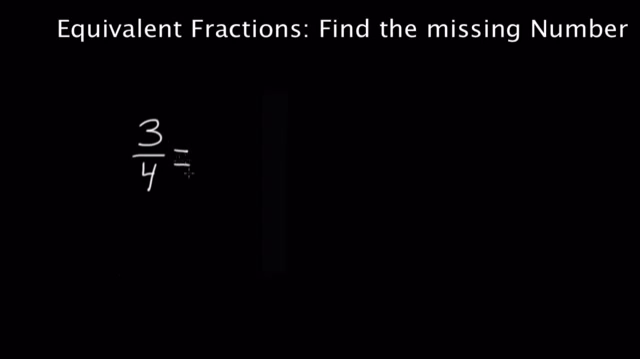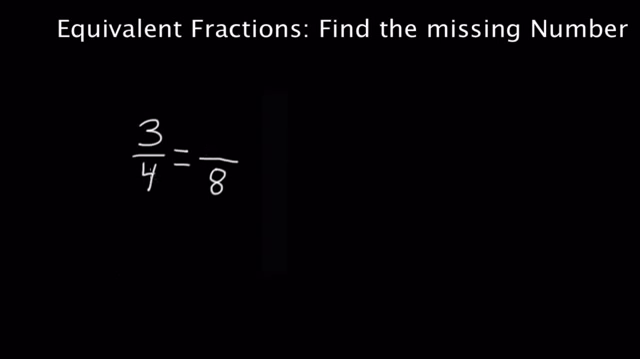it is equal to, and that's a key thing to remember because equivalent fractions are fractions that have an equal value. So even though it might look different, they're still equivalent. They're still equal. They have an equal value, an equal amount. 3/4 equals our missing numerator over 8, which is the denominator.